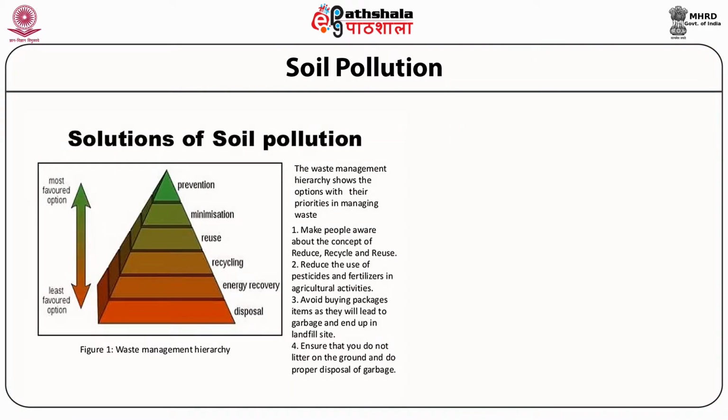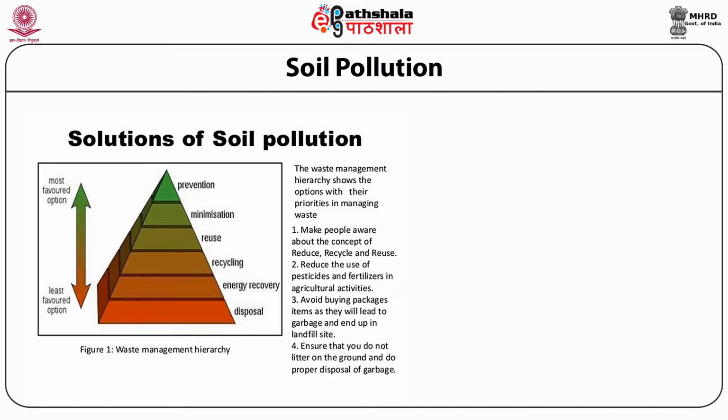In this figure we discuss the solutions to soil pollution. The figure shows the waste management hierarchy. The least favorite option is disposal, and the favorability increases up to the top level, prevention, which is the most favorable option. After disposal we have energy recovery, then recycling, then reuse and minimization. Prevention is always the best option for the removal of soil pollution.